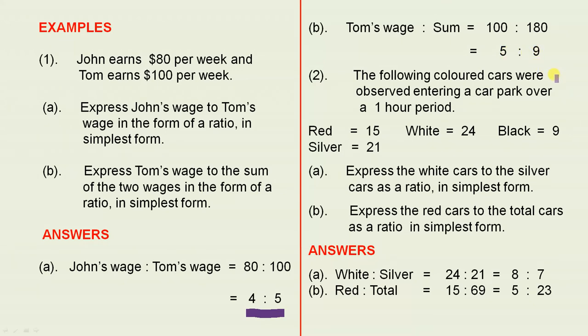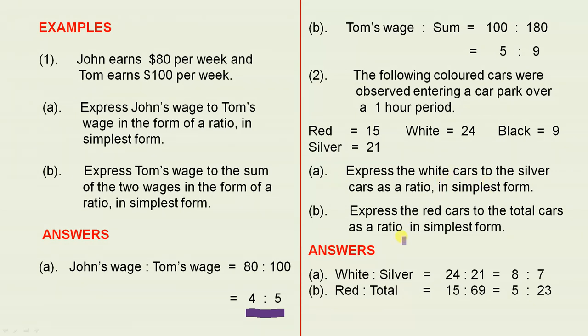Example 2. The following coloured cars were observed entering a car park over a 1-hour period. Red cars 15, white cars 24, black cars 9, silver cars 21. Number A, express the white cars to the silver cars as a ratio in simplest form. And number B, express the red cars to the total cars as a ratio in simplest form.